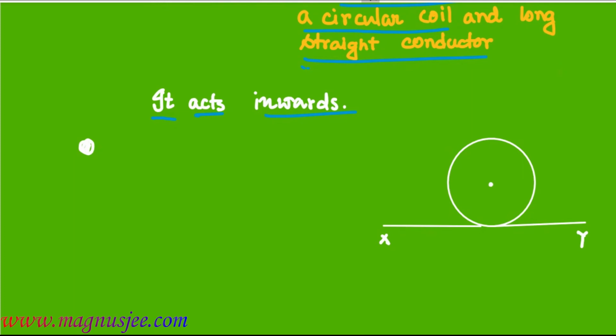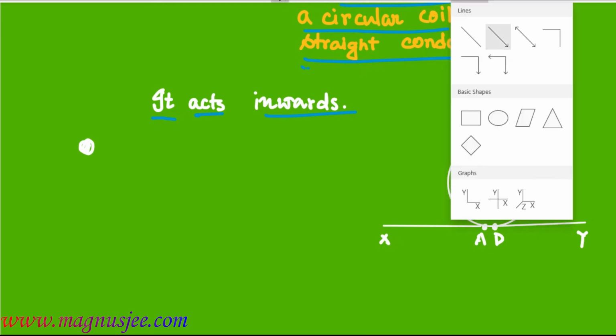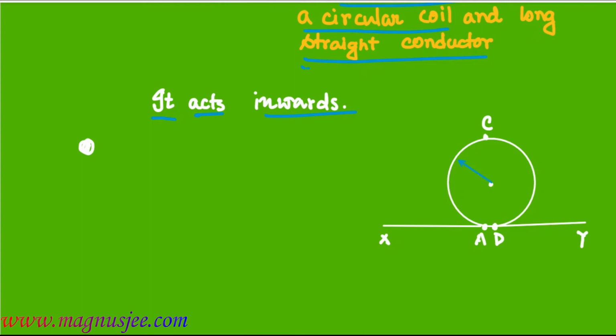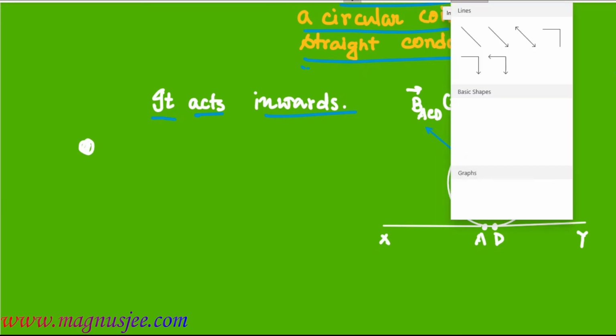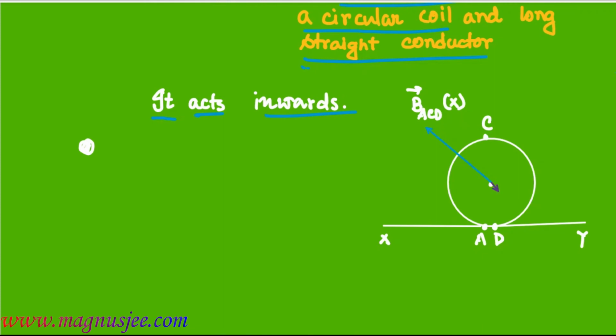And we can draw the diagram again: circular coil and long straight conductor XY. A and T are the 2 points of the circular coil and C is the opposite point on the circular coil, and magnetic field induction due to the circular coil is acting inwards and perpendicular to the plane of the circular coil. Here this is the direction along which magnetic field induction due to the circular coil BACD acts. So that's why vector BACD will be acting inwards, and that's why under bracket cross sign is denoted. This magnetic field induction acts inwards.